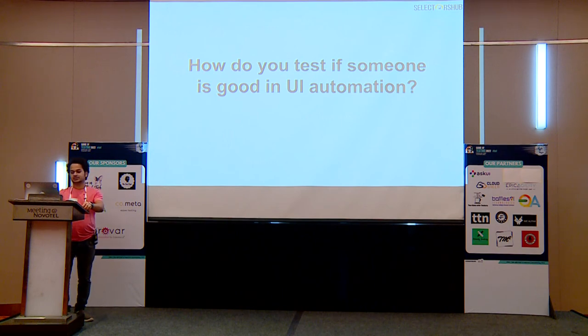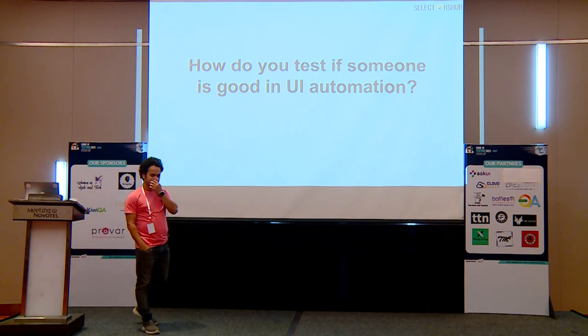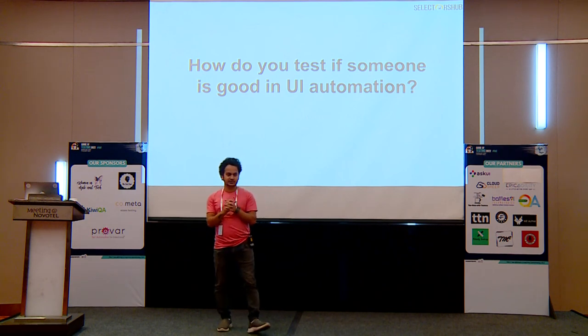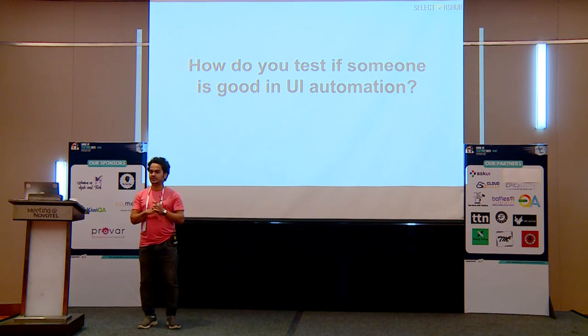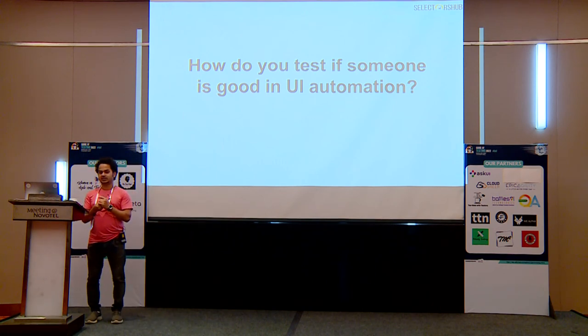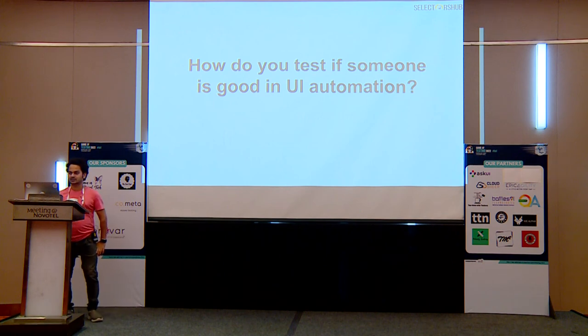How do you test if someone is good in UI automation? Suppose you are taking an automation interview. Hiring and taking interviews is a very tedious task, and we all face this challenge of identifying if this person is good in automation or not. So how do you guys take the interview, how do you make sure that you don't waste too much time on this person, but you want to make sure that this person knows UI automation so we can get them on the platform?